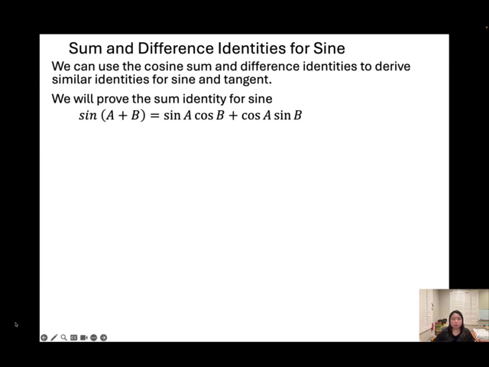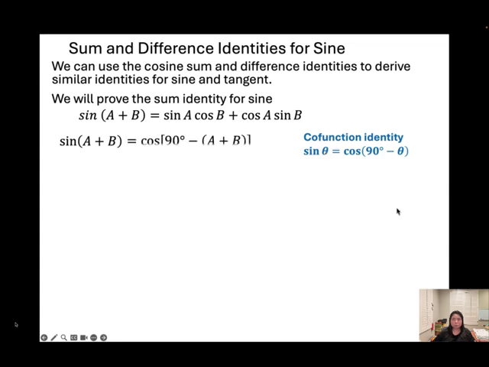Now we will prove the sum identity for sine A plus B. Sine A plus B will be equal to sine A cosine B plus cosine A sine B. Let's start with the left hand side, and apply the cofunction identity: sine theta equals cosine of 90 degrees minus theta. I will consider A plus B as my theta, so that will be equal to cosine of 90 minus A plus B.